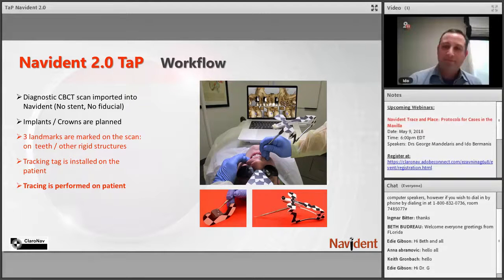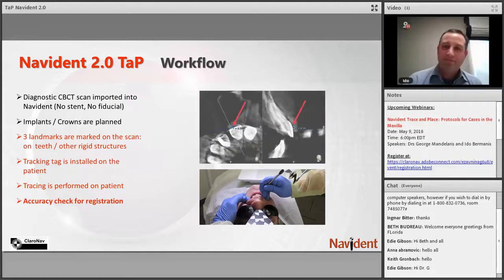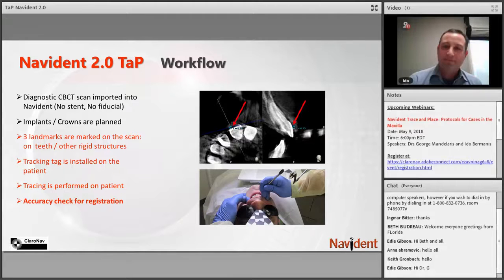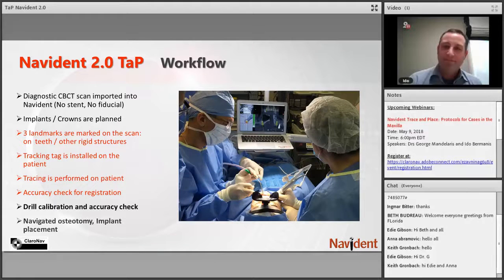For each tooth, Navident collects 100 points, and the whole tracing process takes between 60 to 90 seconds depending on the number of landmarks selected. Right after the completion of the tracing, we do an accuracy check of the registration to make sure that we got an accurate result. The blue circle represents the ball tip of the tracer, touching on the outer tooth surface, where we actually touch with the tracer itself. After the registration, the workflow continues as usual with drill calibration and navigated osteotomy.